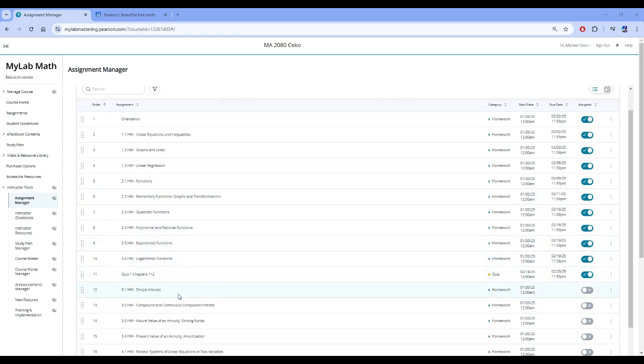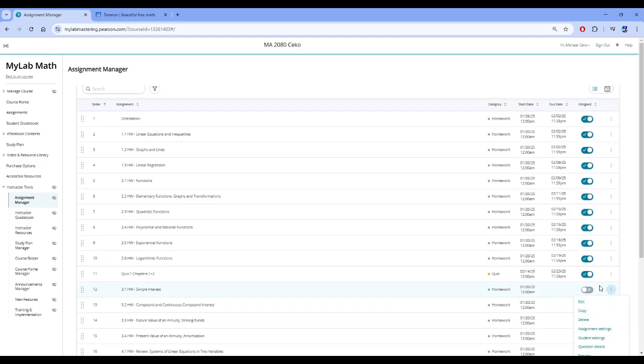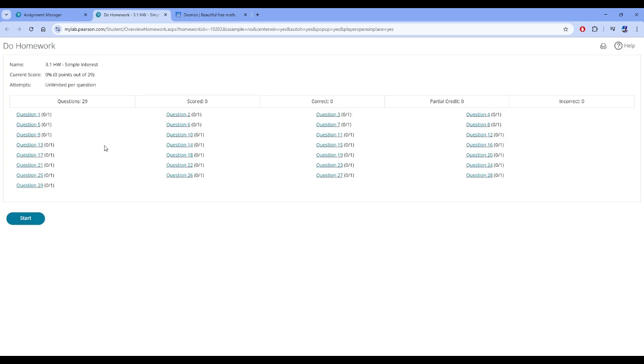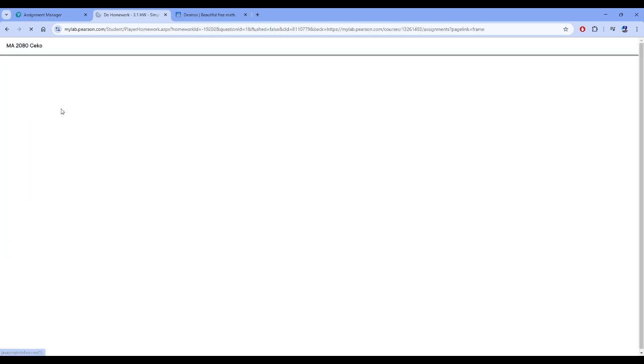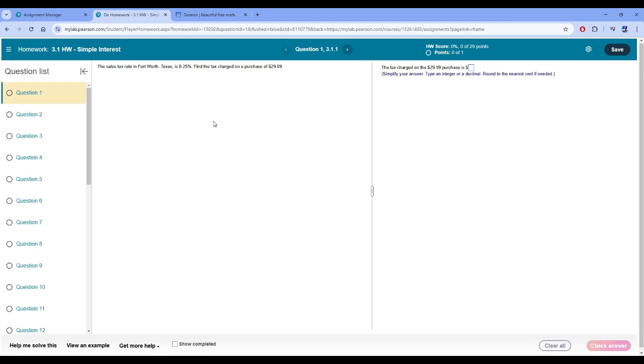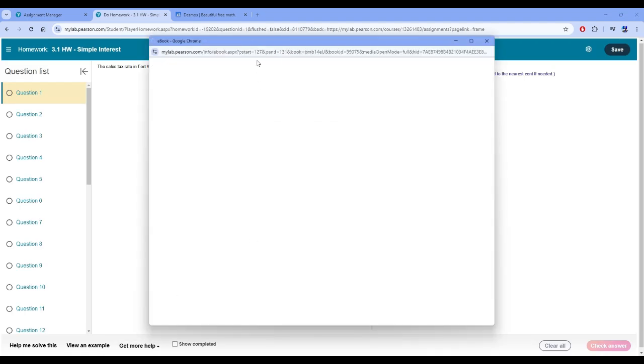We are looking at our next homework assignment, 3.1, Simple Interest. Let's take a quick preview of what this is going to look like. We have 29 questions. Opening up question number 1, let's take a look at the textbook.